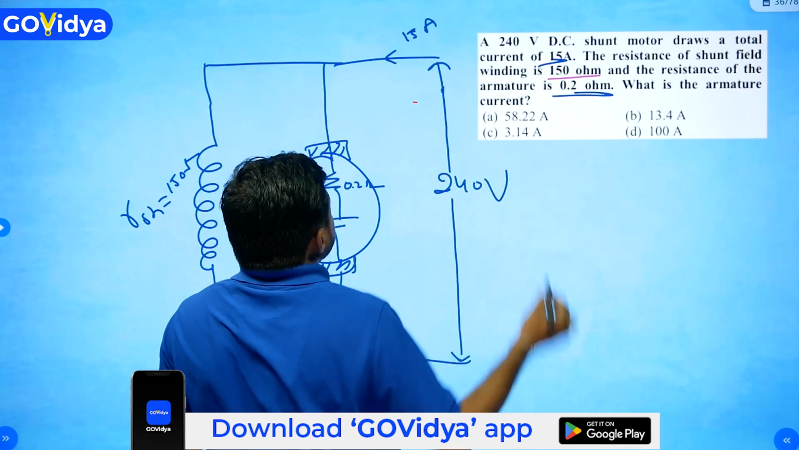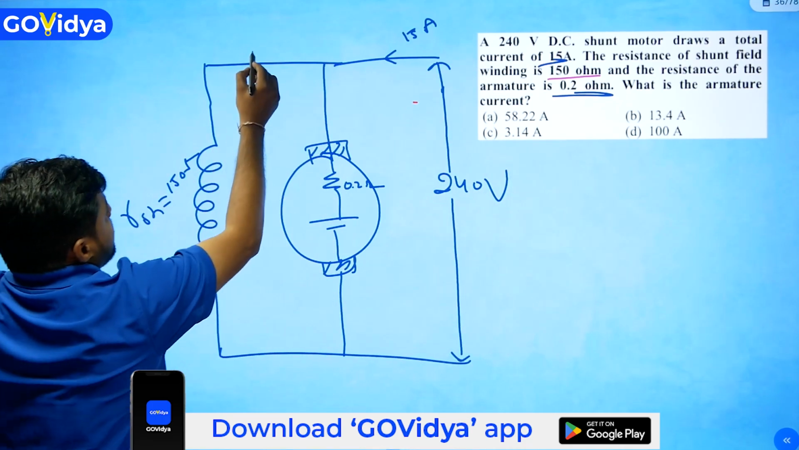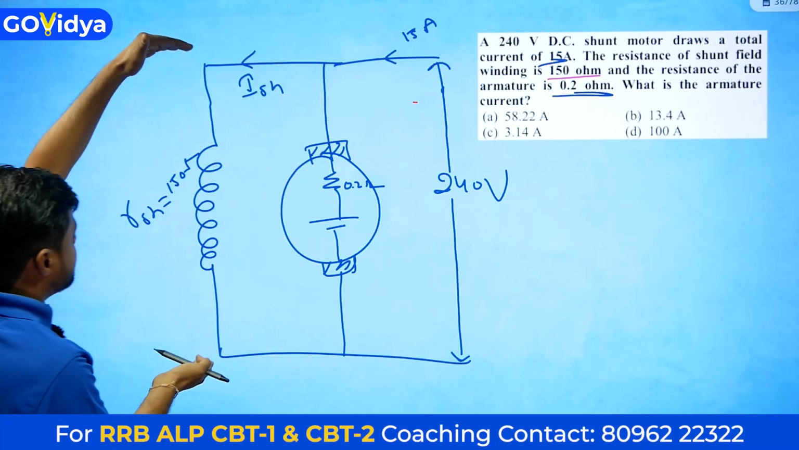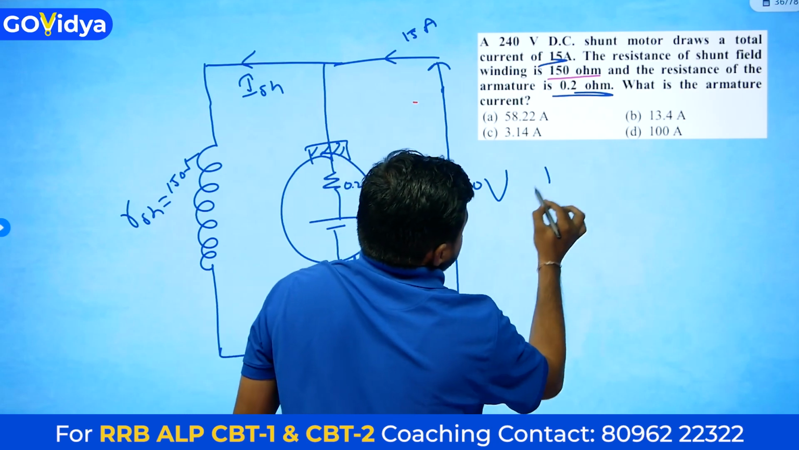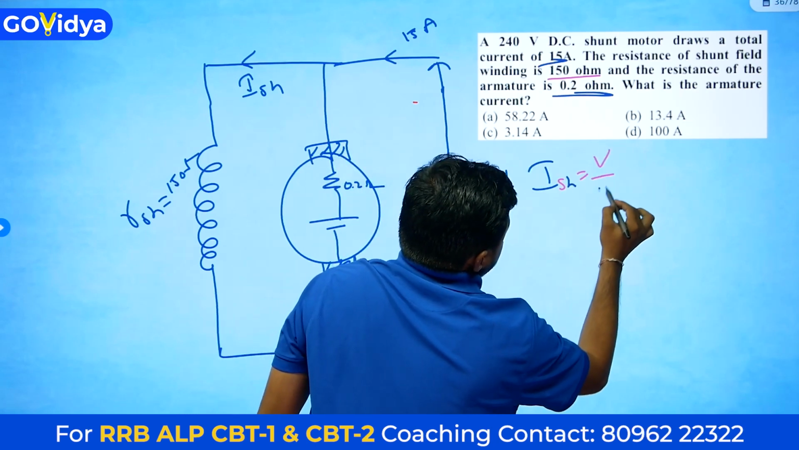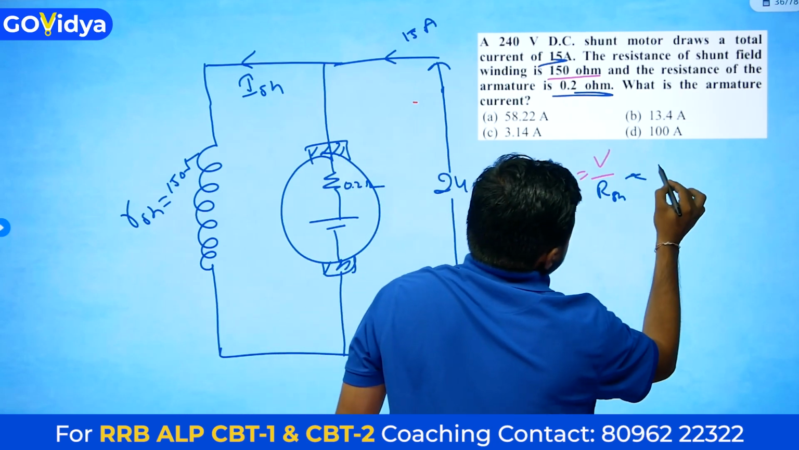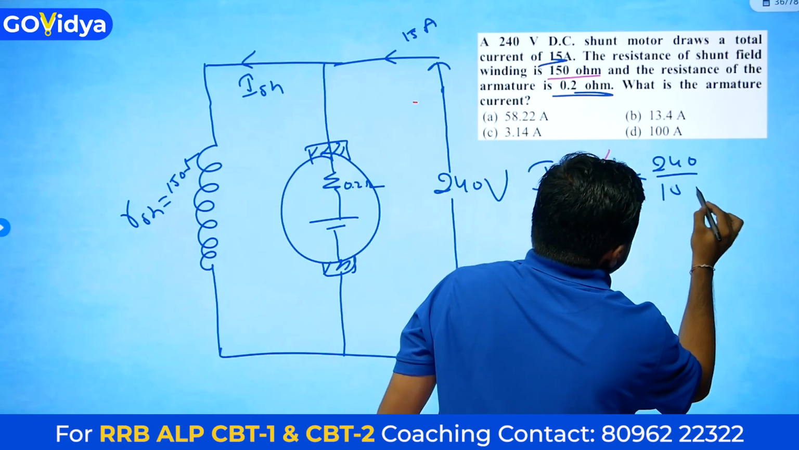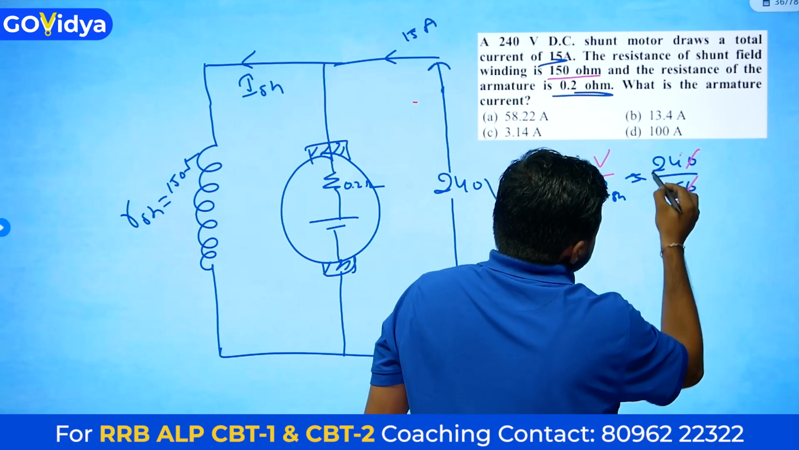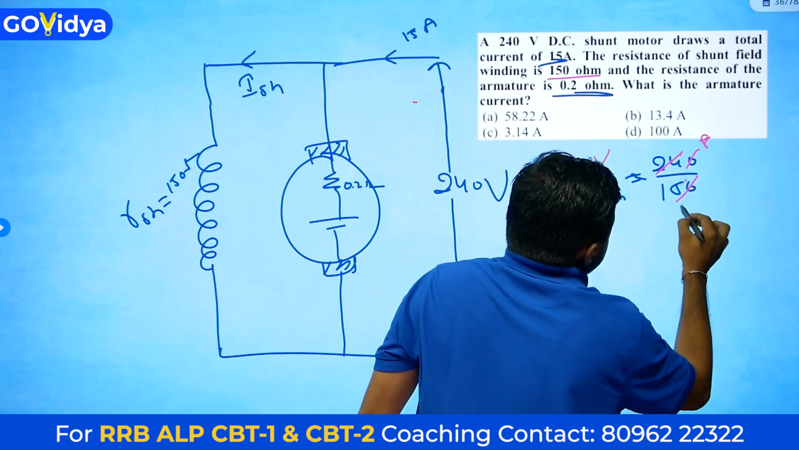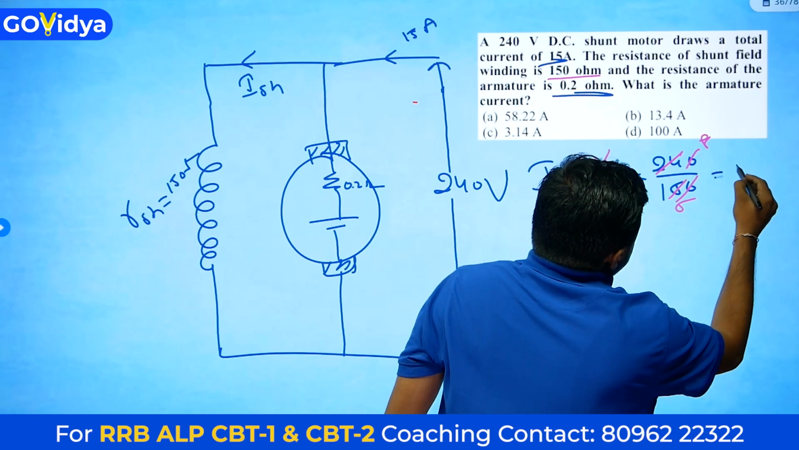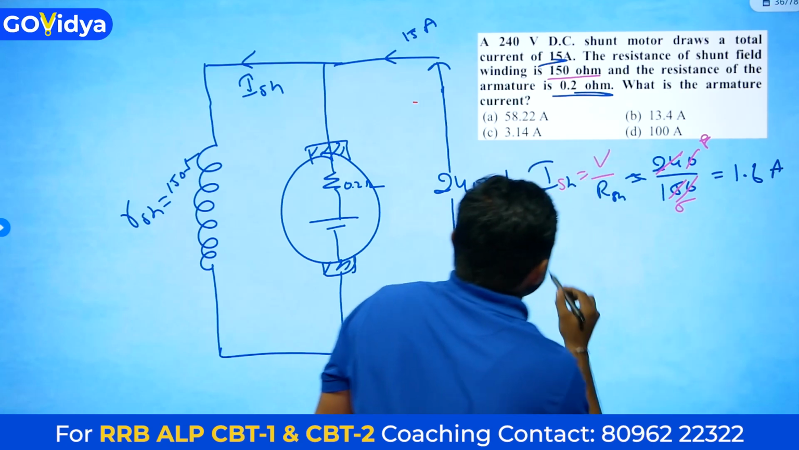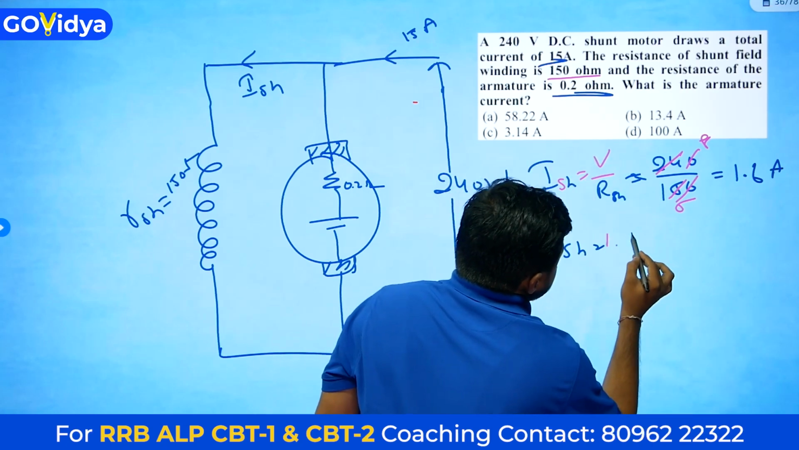Now shunt field current ISH: the same terminal voltage V is applied across the field winding. ISH is equal to V by RSH. V is 240 by RSH, which is 150. The zeros will cancel, 24 by 15, which gives 8 by 5, equal to 1.6. ISH is equal to 1.6 amperes.